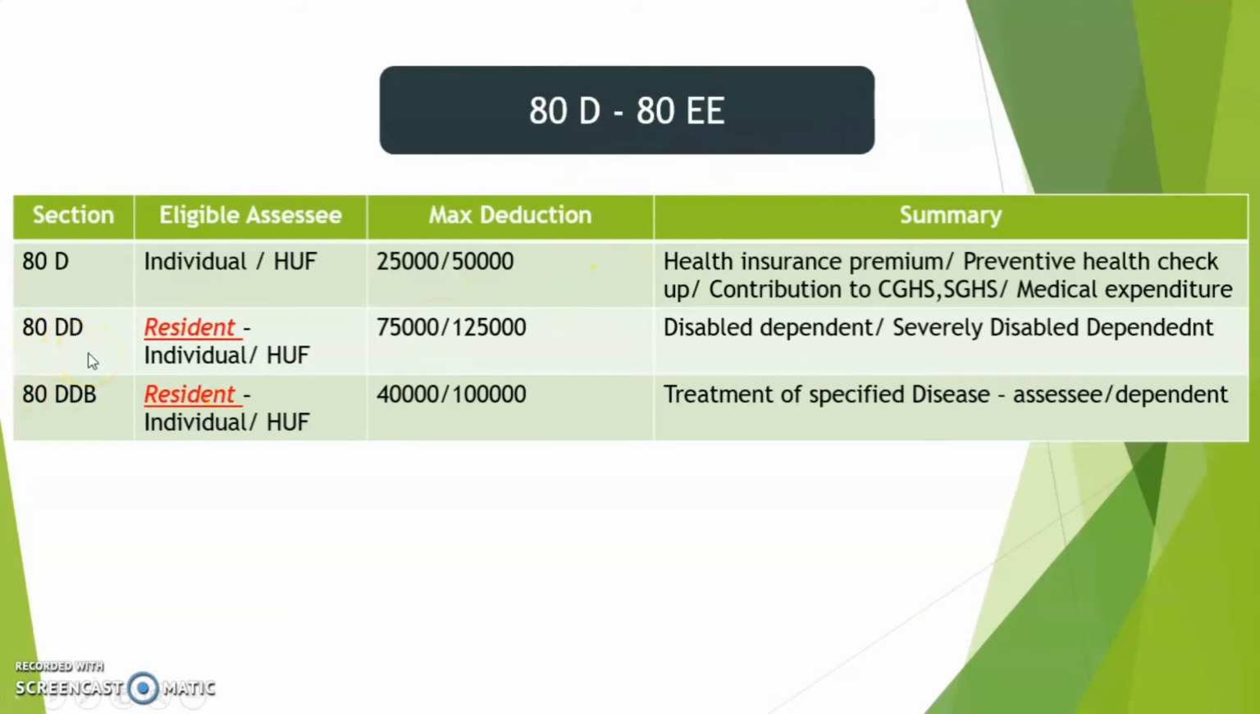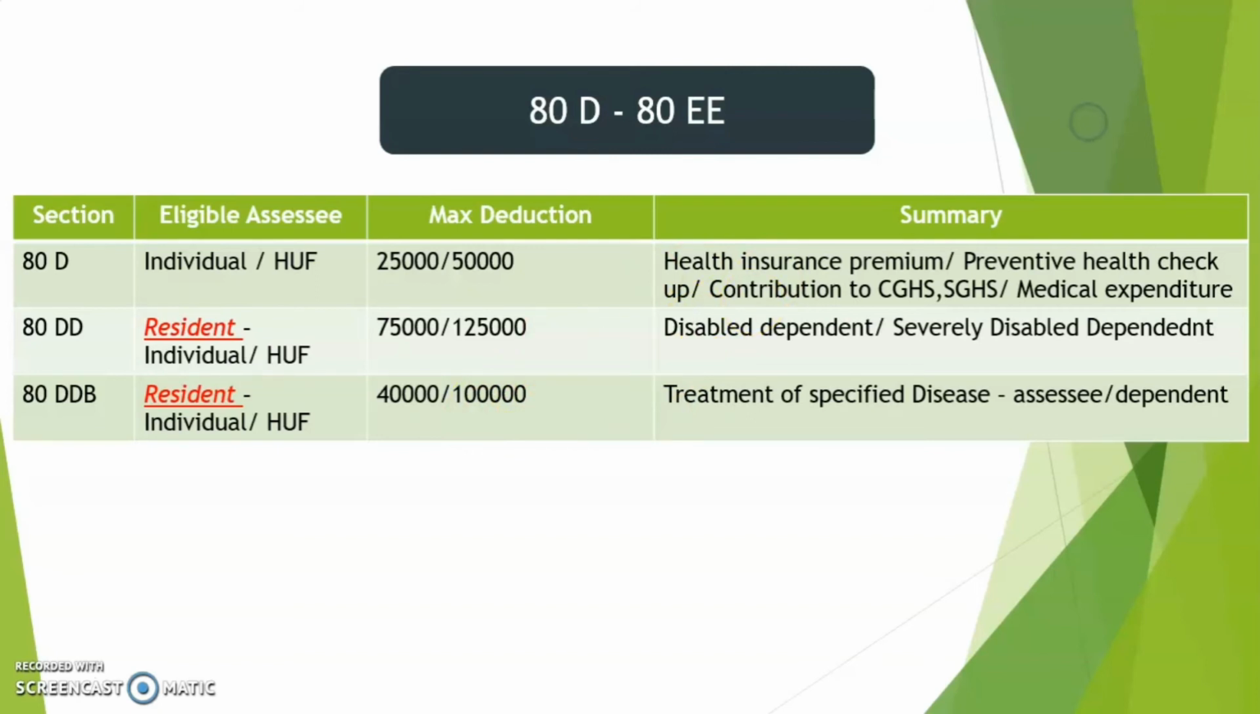80DD is for a disabled dependent, and for a disabled dependent you get a fixed deduction of 75,000 or 1,25,000 based on the severity of the disability. And the same thing for self is available in 80U. So a very similar section to 80DD we'll be learning afterwards in 80U. And 80DDB is for specified disease treatment, and the actual amount of expenditure can be taken as deduction subject to a ceiling limit of 40,000 or 1 lakh based on the age of the people.